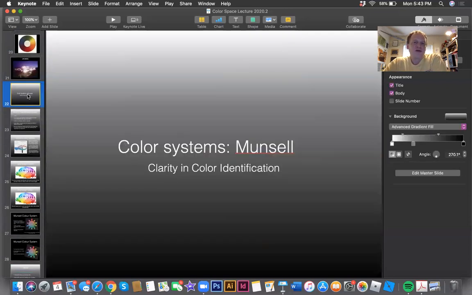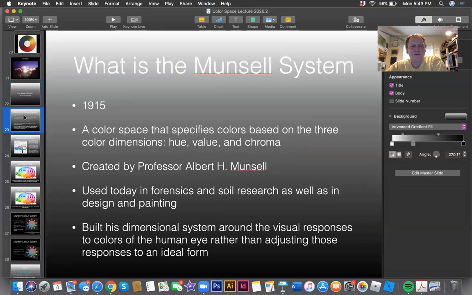So I want to look at Munsell now. All the other color systems and color wheels we've looked at are really the artistic interpretations of color aided by science. So Munsell wanted to re-inject science into color naming and came up with his own system in 1915, based again on hue, value, and chroma. Chroma is another word for intensity, created by Munsell. And it's actually used today in forensics and soil research and all sorts of pursuits.